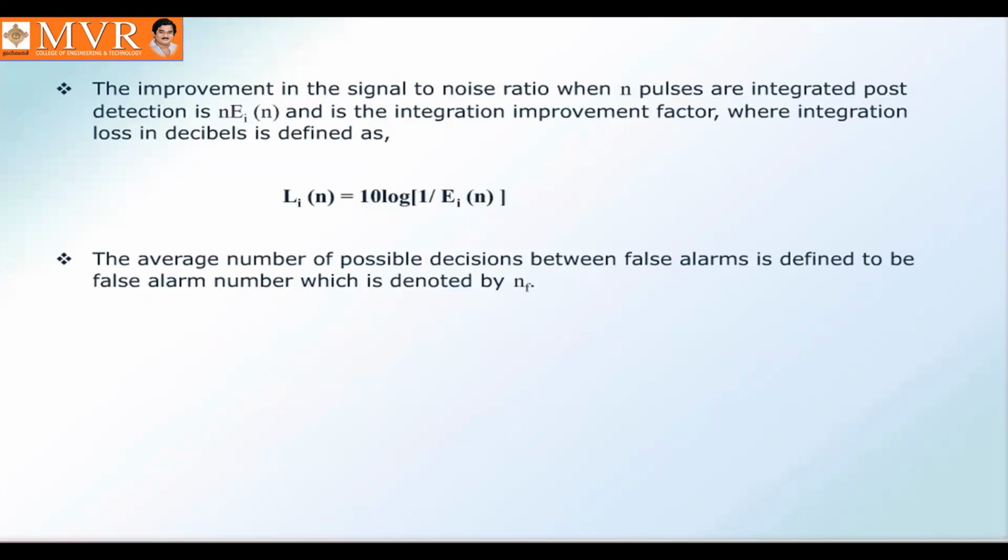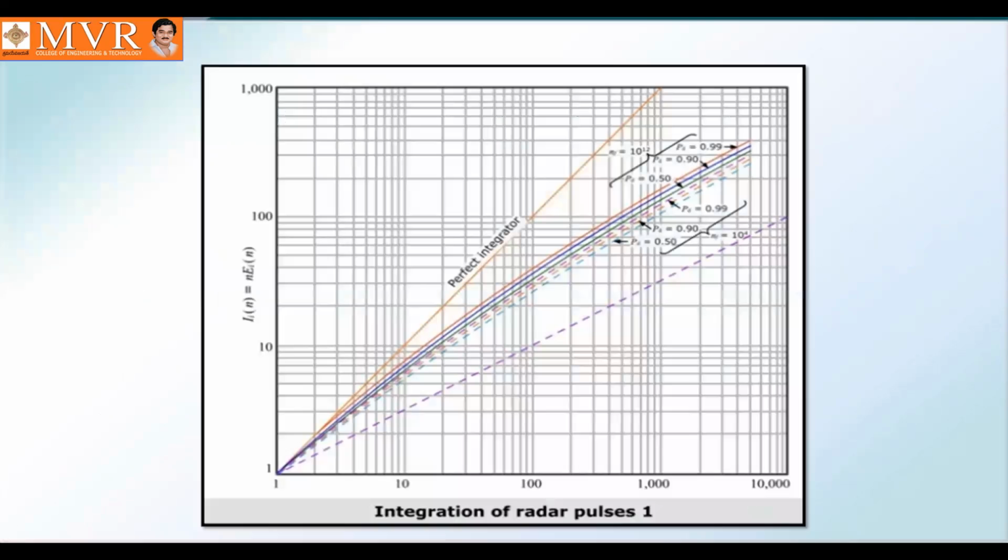And this is the improvement in the signal to noise ratio when n pulses are integrated after the post detection. This is the integration improvement factor. That value is given by 10 log 1 divided by E_i(n).